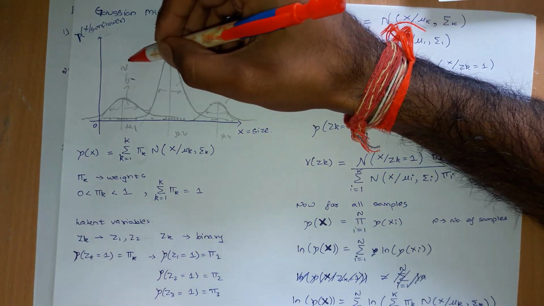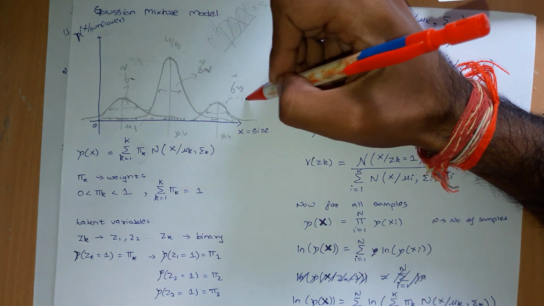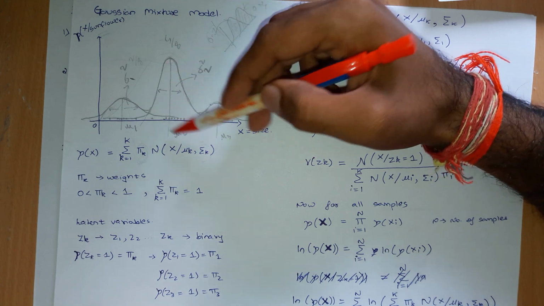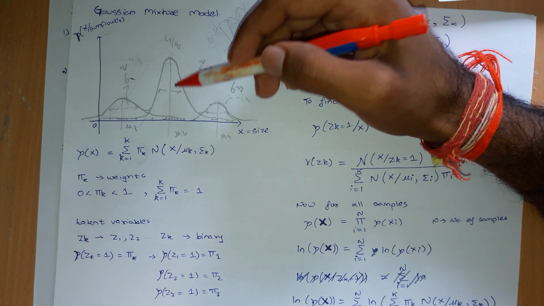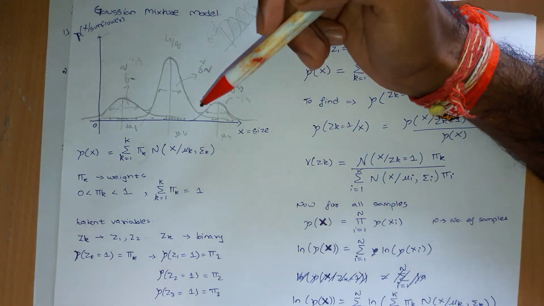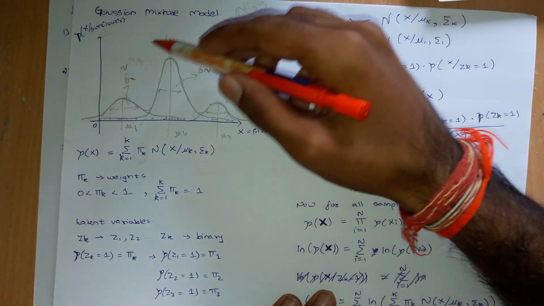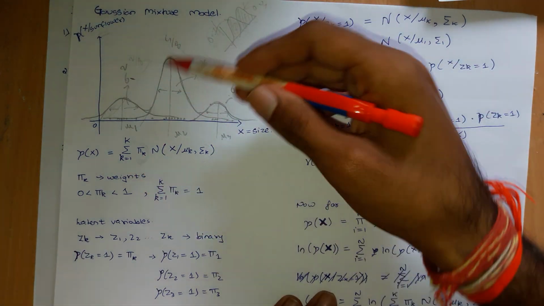So suppose 2 by 8 could be the probability for this, and 1 by 8 could be the probability for this. Because here there are more samples, this is more probable, so I'm giving a bigger weight to this. So this essentially will sum up to 1. These things are nothing but my pi k's, so that is a weight added.